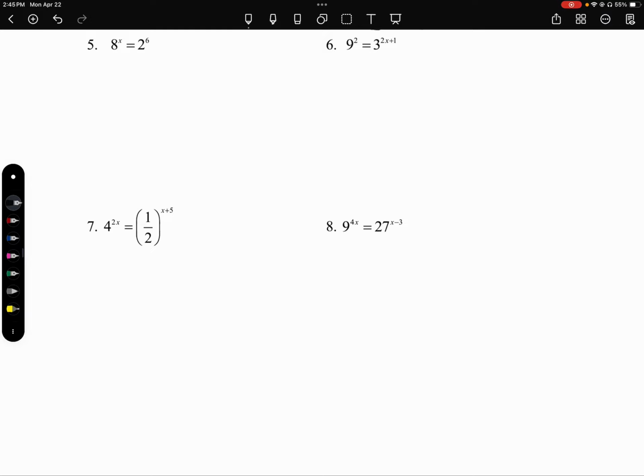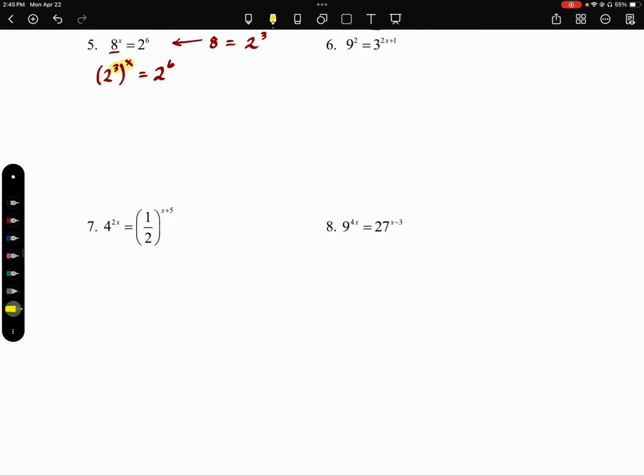So number 5, we have 8 to the power of x equals 2 to the 6th power. As we look at this one, starting out with our bases, they do not have the same base. When we look at 8, can 8 be rewritten as base 2? I believe so. I think we already looked at one like that. 8 is the same thing as saying 2 to the 3rd power. So let's rewrite this 8 to the power of x as 2 to the 3rd power to the power of x. And right now that equals 2 to the power of 6.